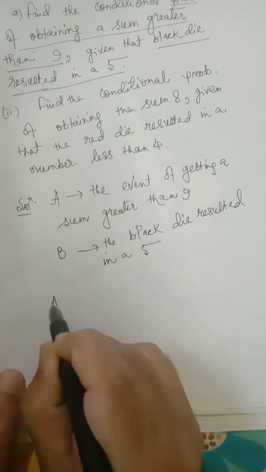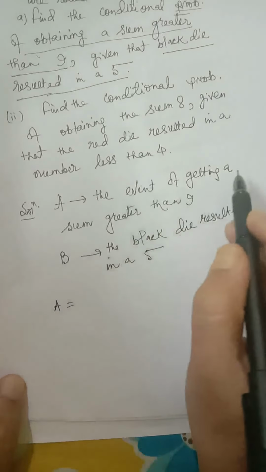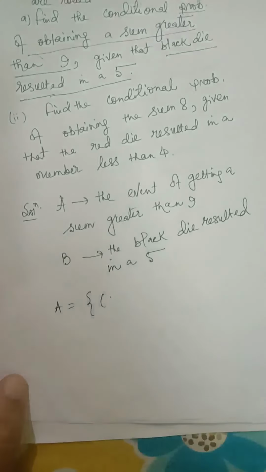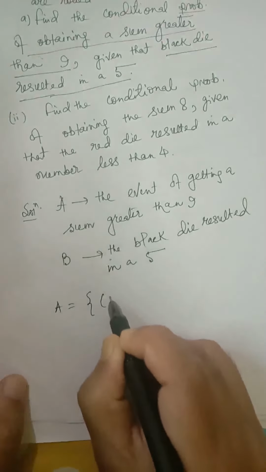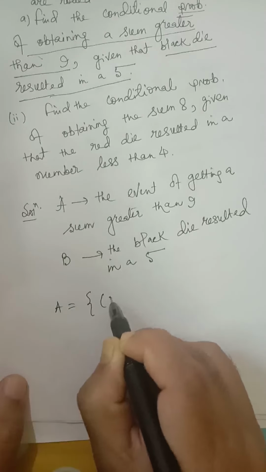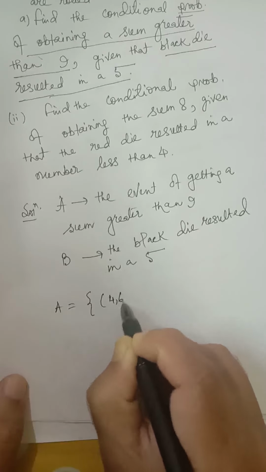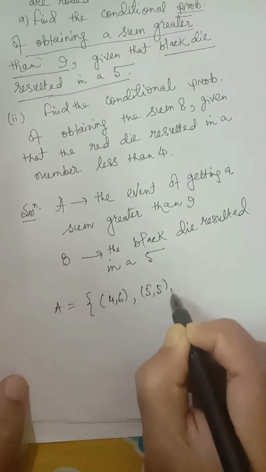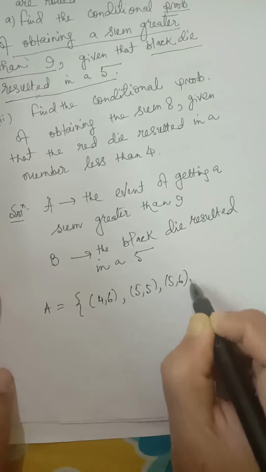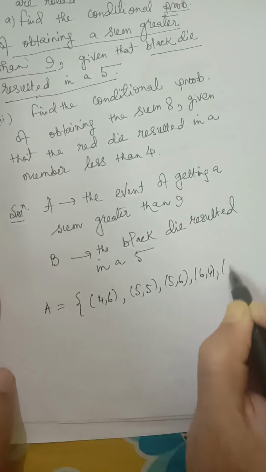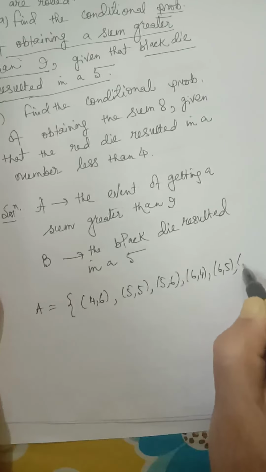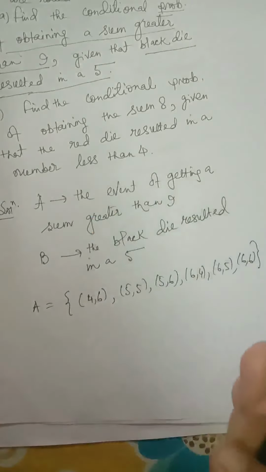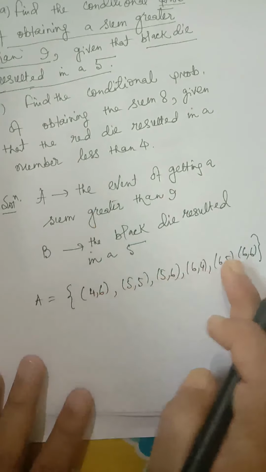One by one. First, the event of getting a sum greater than 9, that is (4, 6), (5, 5), (5, 6), (6, 4), (6, 5) and (6, 6). 4 plus 6 is not more than 10, but it is more than 9. So we'll collect all the cases where the sum is greater than 9.